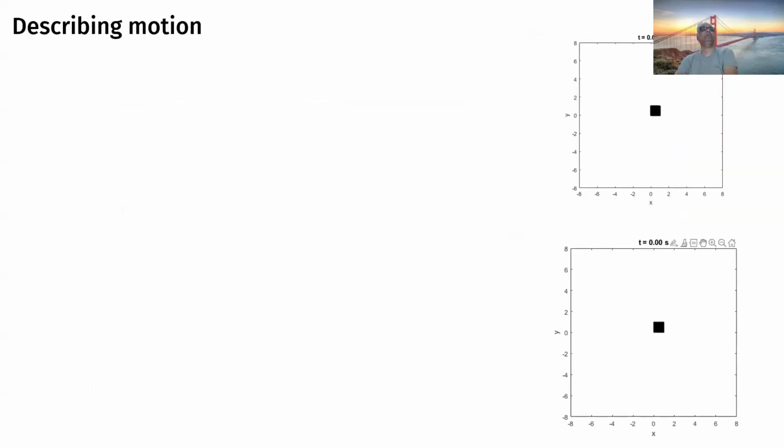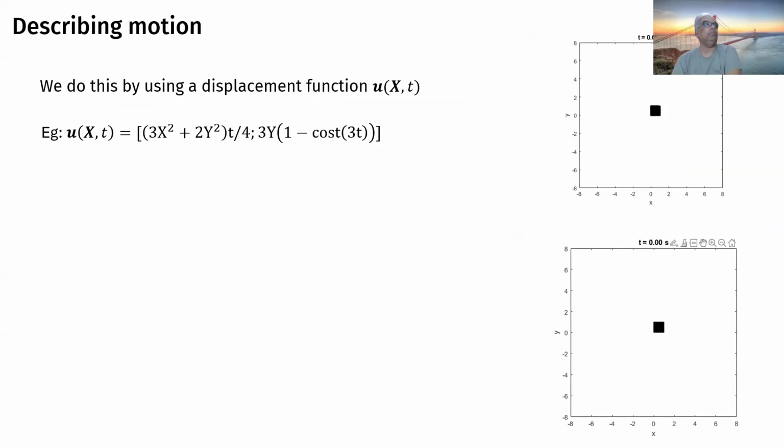Now I want to describe the motion of a body. The way we do that is by describing a displacement function, which is u of x comma t, vector u, vector x. For example, I have one which says u of x comma t in 2 dimensions is (3x² + 2y²) times t over 4, 3y times (1 − cos 3t). This is my function u.